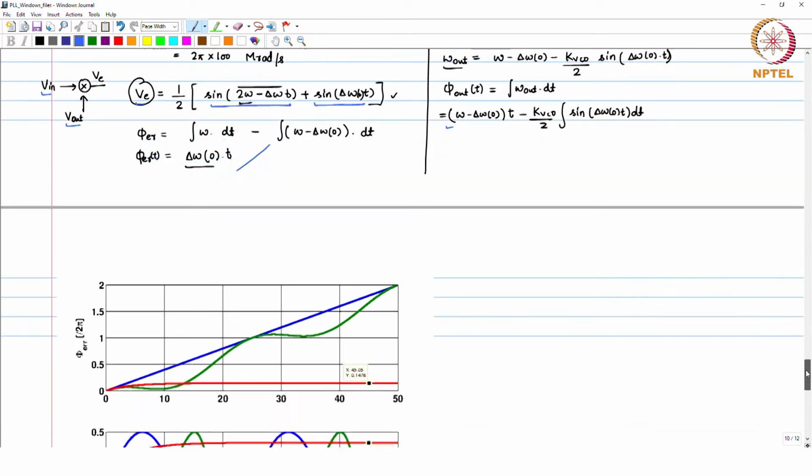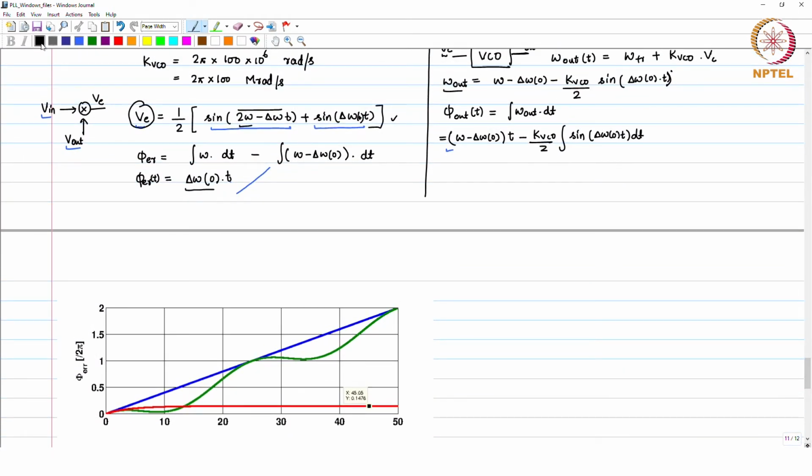Okay. So, given this output phase, our phase error at any given time is going to be phi in of t minus phi out of t. What was phi in of t? Phi in of t was omega times t, and phi out of t is omega minus delta omega 0 times t plus k VCO by 2 times integral of sine of delta omega 0 t dt.